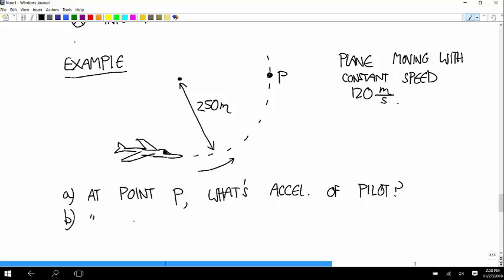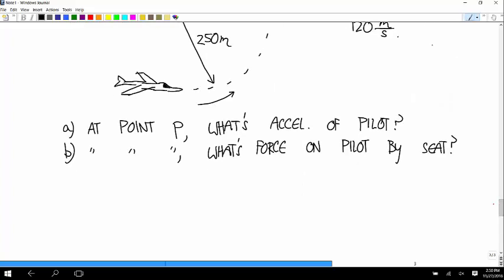Second, all these are going to be at the point P. What's the force on the pilot by the seat? And I'm going to break that force up into a pushing force from the back of the seat and a pushing force up from the bottom of the seat. And then the last one is at point P. What's the force on the seat by the pilot?